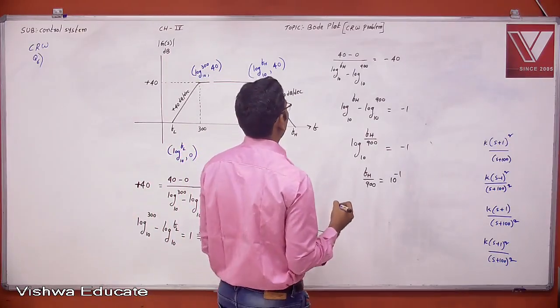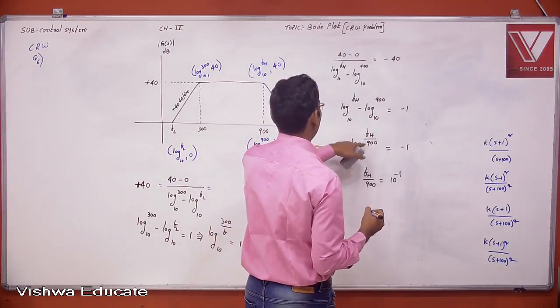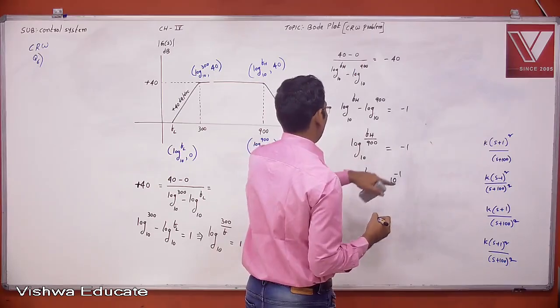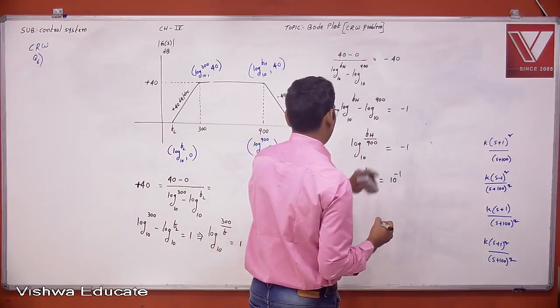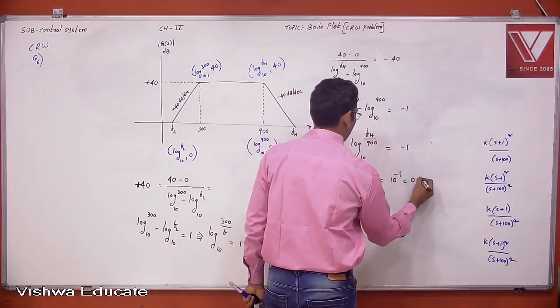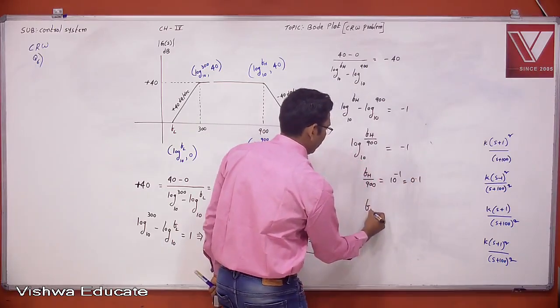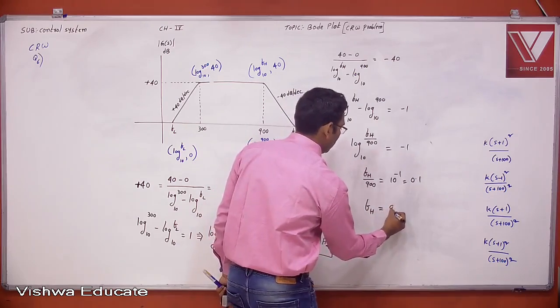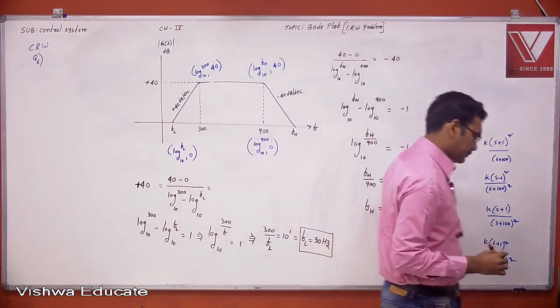This is minus 40 dB per decade, FH by 900 is equal to 10 power minus 1, which is equal to 0.1. So FH is equal to 90. Note down that.